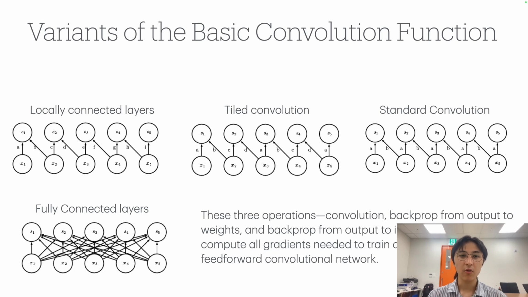In tiled convolution, we have two kernels. The first is A and B, the second is C and D, and they are applied one after the other in sequence. In standard convolution, we apply just one kernel throughout the calculation. And this is effective, less expensive to do, and fast.